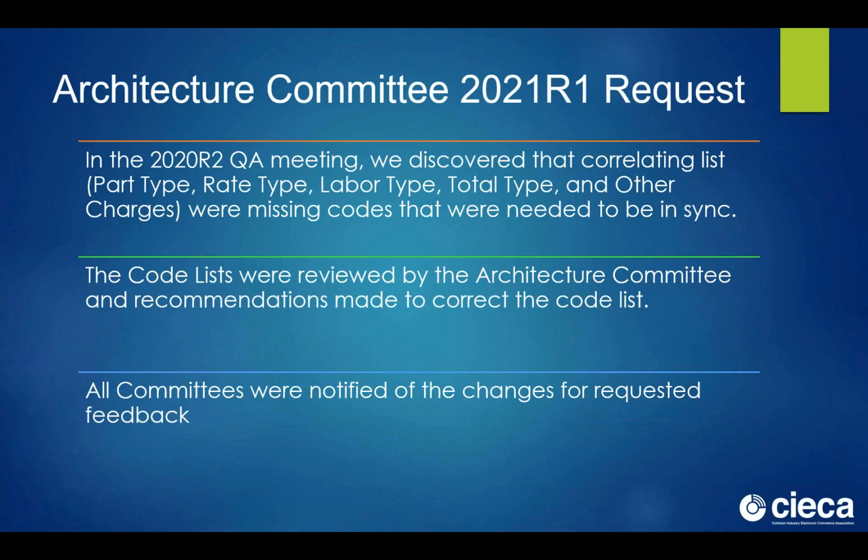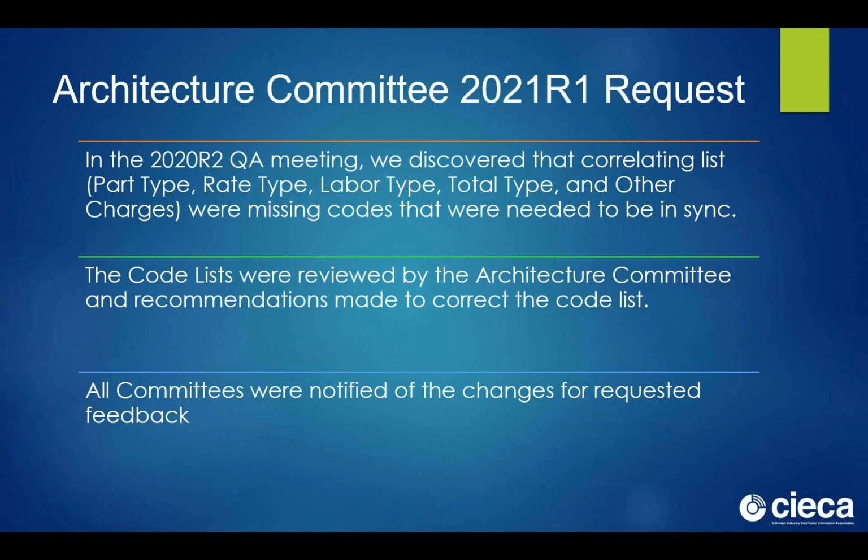We have separate tables for those, and yet we expect those lists to correlate and have all of the part types also represented in the total types, and same with rates, labor, and other charges. And we have found one by one over the years that we've missed a few of those, or worse yet, sometimes one of the matching codes from those coordinating lists was already taken for something else.